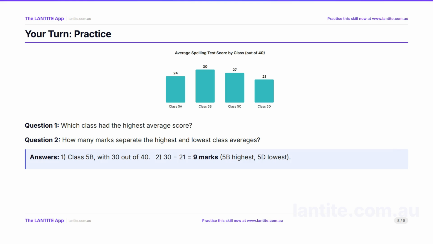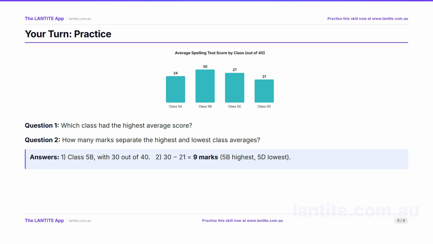Your turn. The chart shows the average spelling test score for 4 classes out of 40. Question 1. Which class had the highest average score? Question 2. How many marks separate the highest and lowest class averages? Pause the video here and work them out.